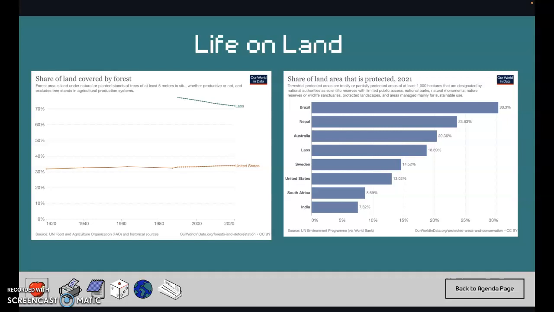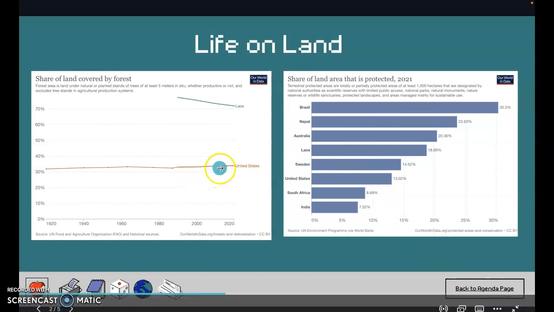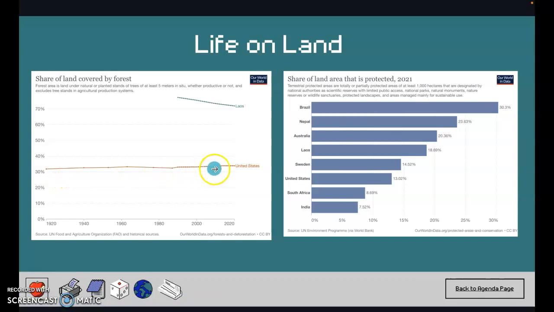Forest area is land under natural or planted stands of trees, whether productive or not, and excludes tree stands in agricultural production systems. So you can see that the US has remained pretty steady throughout all the years, slightly increasing in 2020, but Laos, starting up very high in the 1990s, is slowly going down towards 2020.